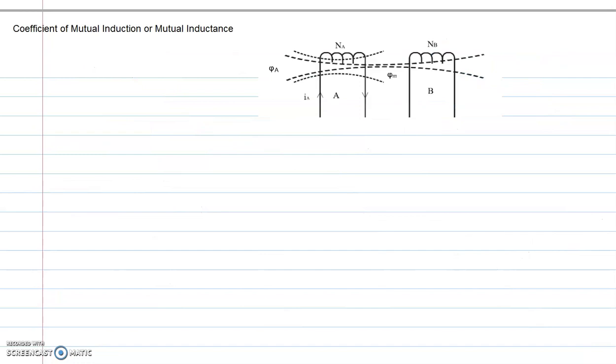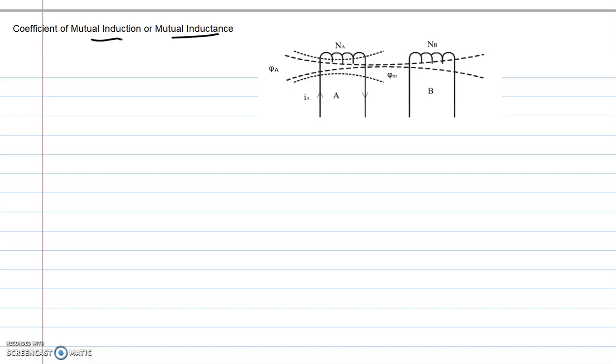Now we are going to discuss the coefficient of mutual induction, or simply mutual inductance. Here I am having two coils A and B. Na and Nb are the corresponding numbers of turns, and Ia is the current flowing through coil A. Phi A is the flux linking with coil A, and phi B is the flux linking with coil B. Now, because of the change in current in coil A, an EMF will be induced in coil A, which is known as the self-induced EMF.